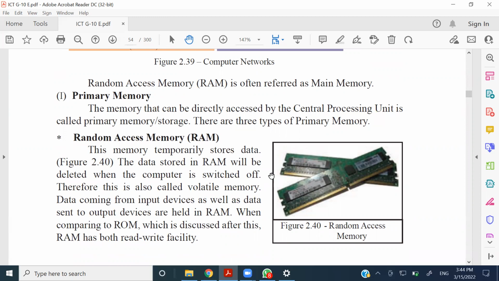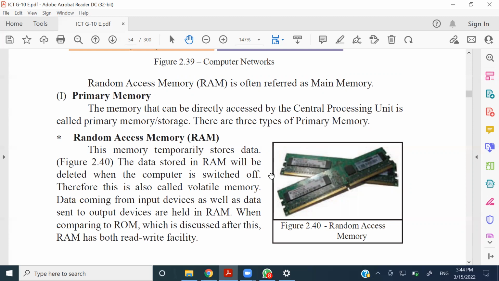So when the power is discontinued or disconnected, the things on the RAM will be erased. That is the reason you lose the data on your computer due to a power cut, if you have not saved those things onto your computer.